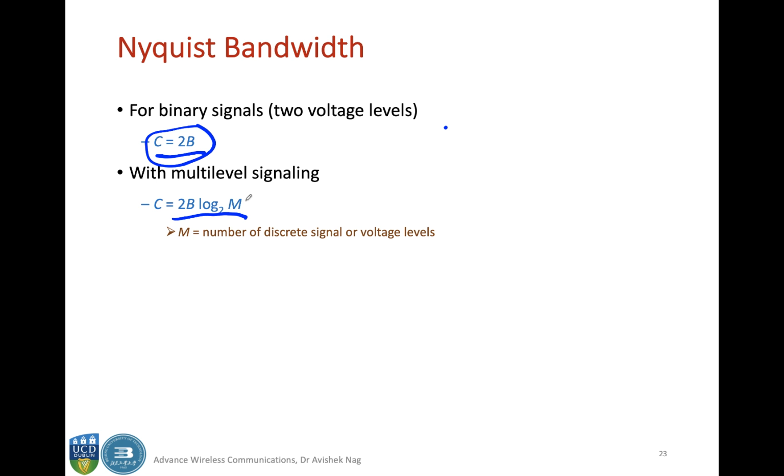We will appreciate this a little more when we study multi-level modulation and signaling in digital communication. But right now, just appreciate that for binary signals, the channel capacity C is defined as twice the bandwidth. And for multi-level signaling, we have an added factor of log M to the base 2, where M is the number of discrete signal levels.